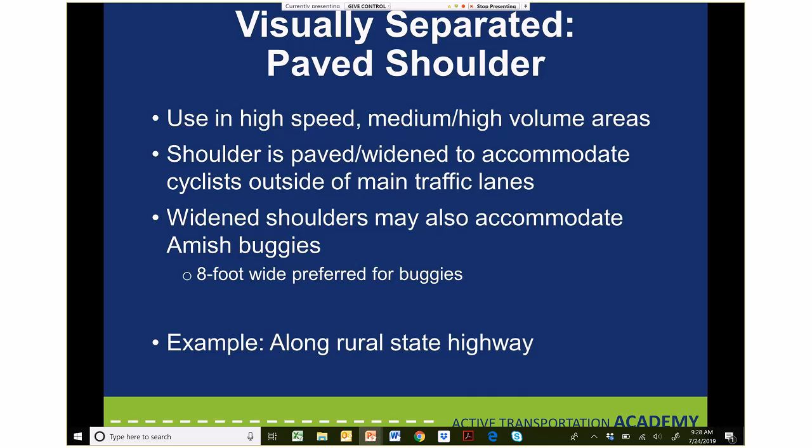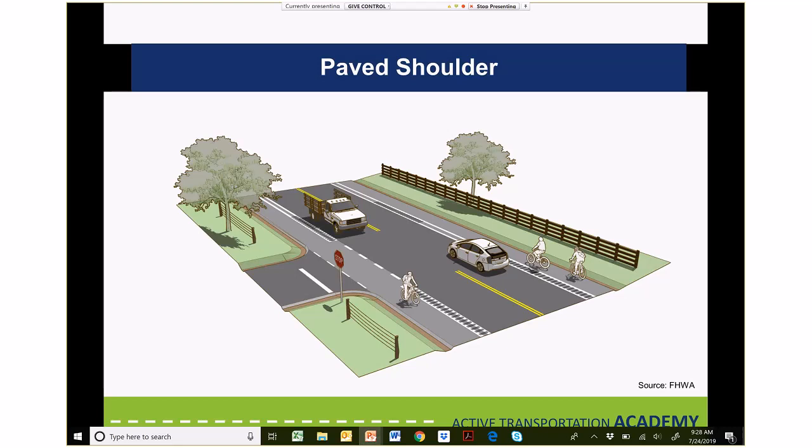And then here we're talking about specifically how it might be preferable for Amish users. And then we give you an example along a rural state highway. And so again, if in your community you already had something like this, we would make sure to point that out. That way the participants were able to relate to the information. So again, here we show you an image of what the paved shoulder would look like, how it would interact with the surrounding area.